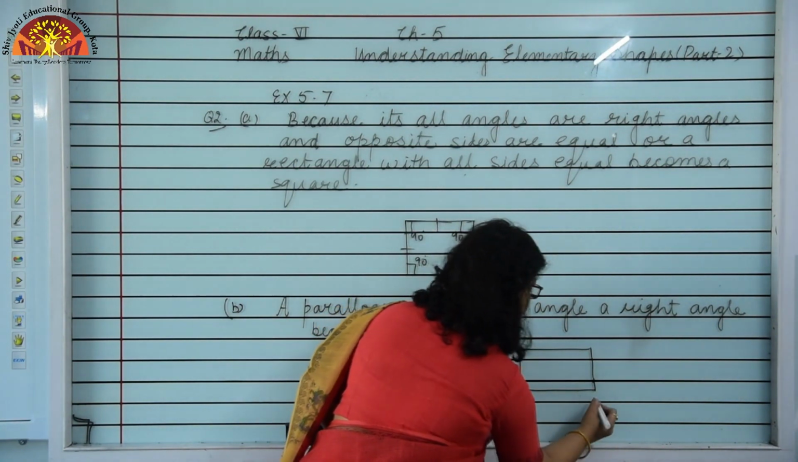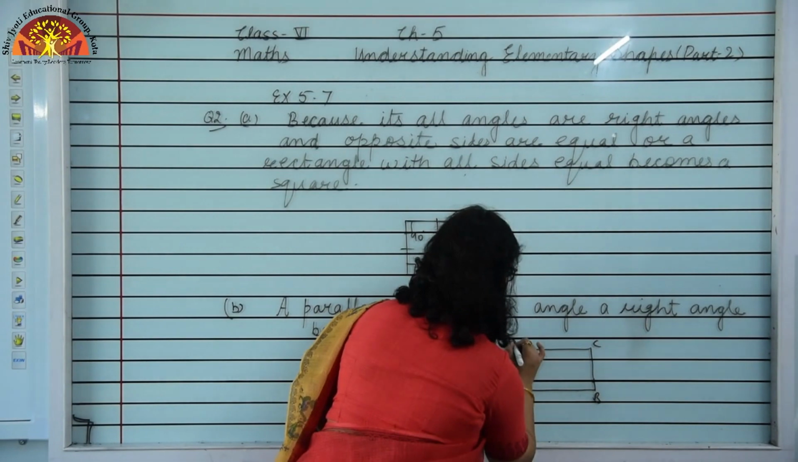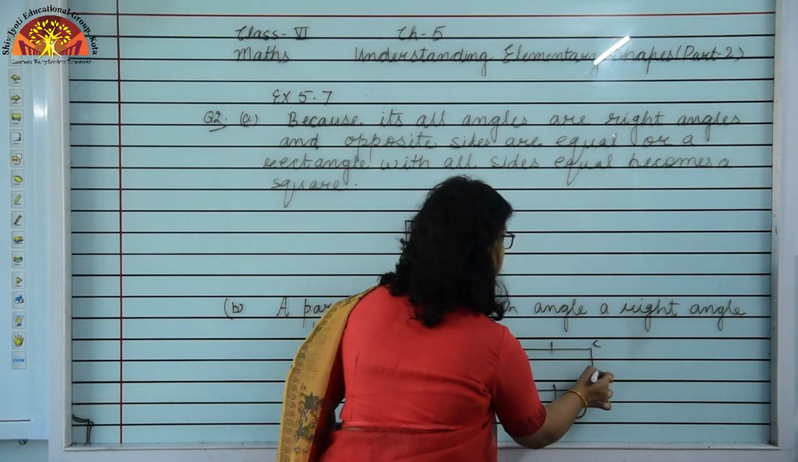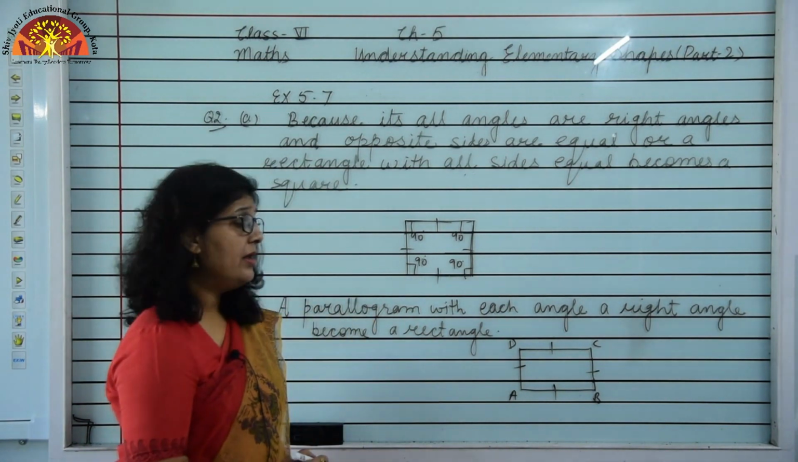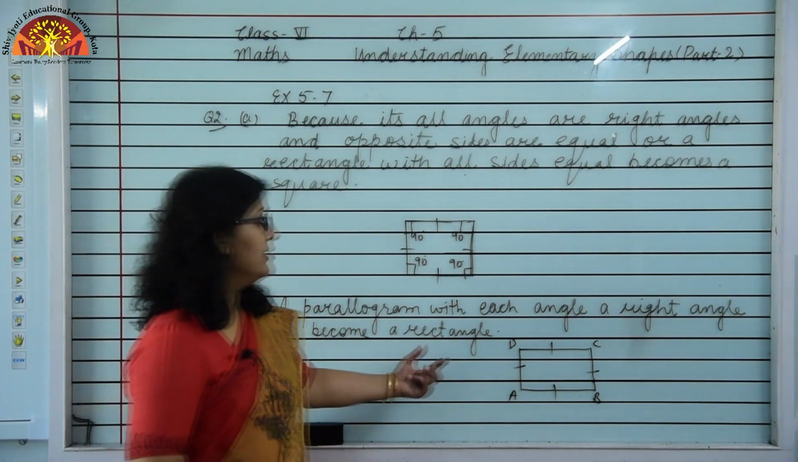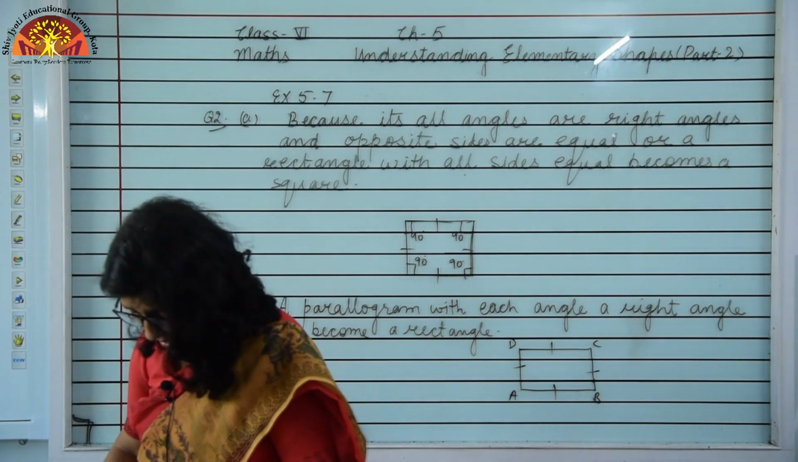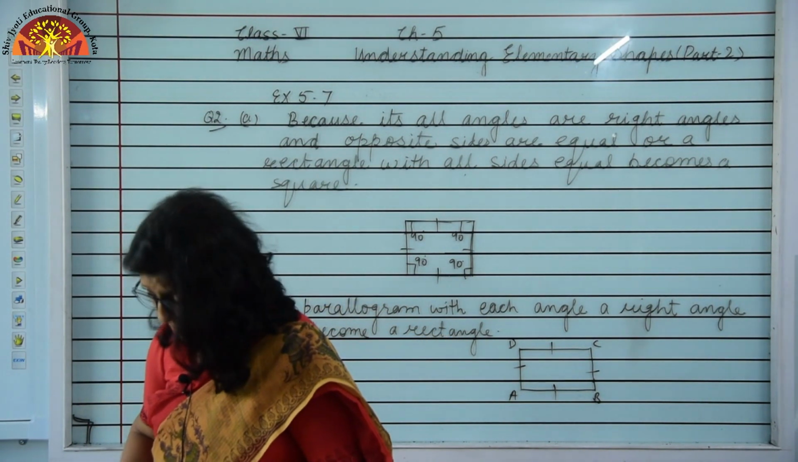Understood? This is A, B, C and D. These two lines are equal and parallel, and these two line segments are equal and parallel. So a rectangle is a special type of parallelogram. Understood? Now we will discuss some polygons.